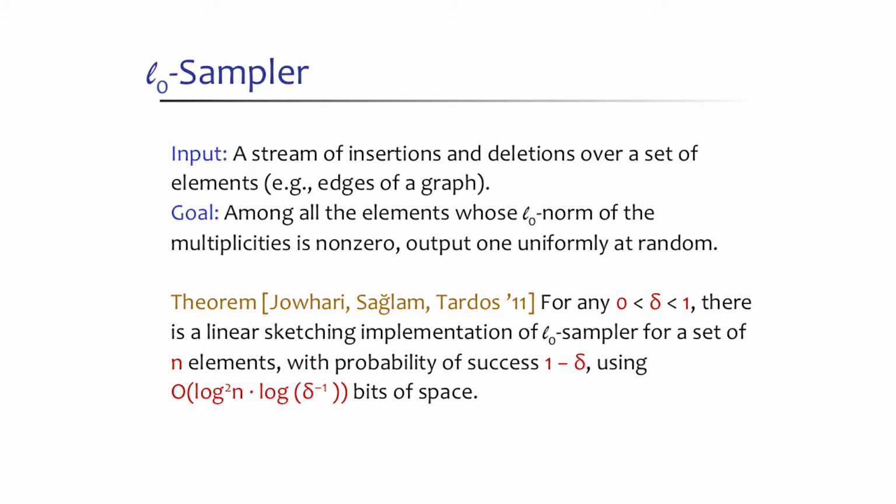And it turns out it's possible to implement such a sampler in a very small amount of space, actually surprisingly small. If you want constant probability of success, then you could implement such a sampler using only order log square n space. Okay? So that's a tool that we are going to use in designing our algorithms.